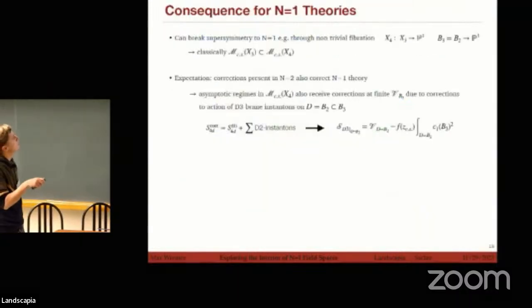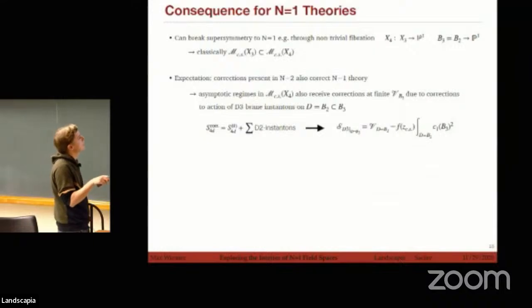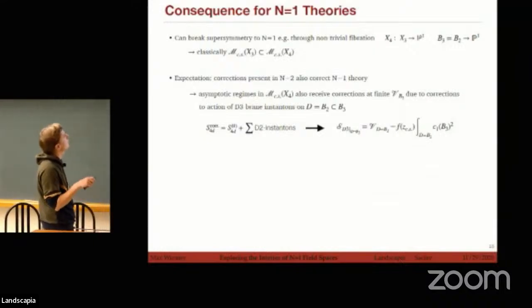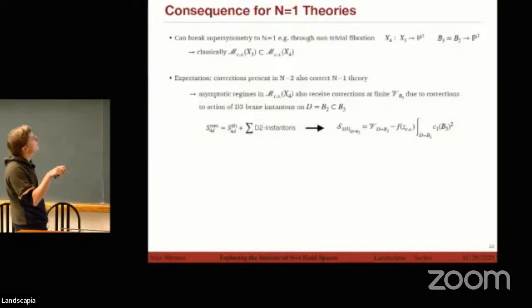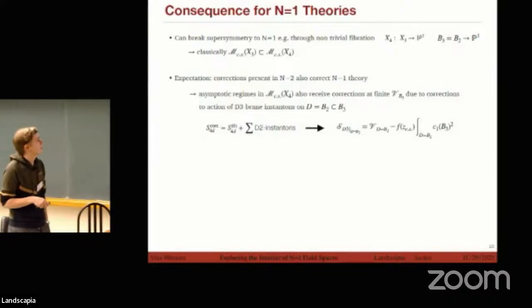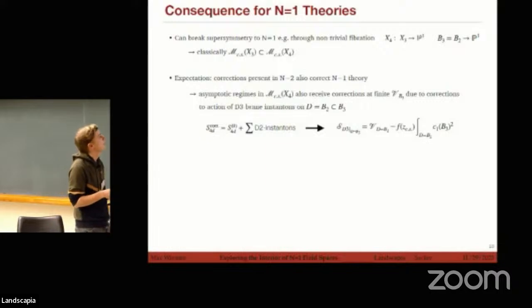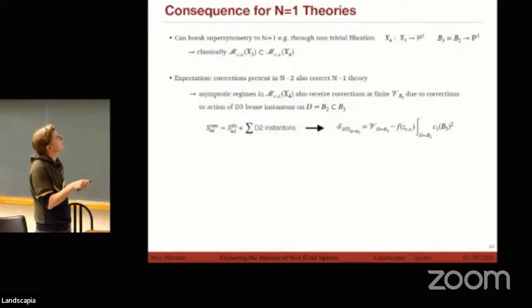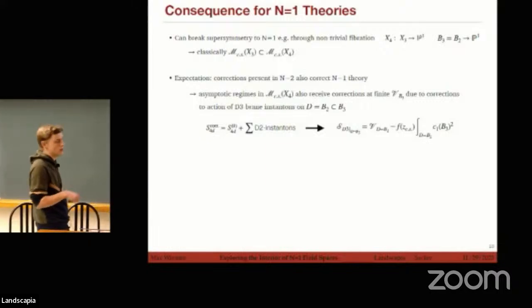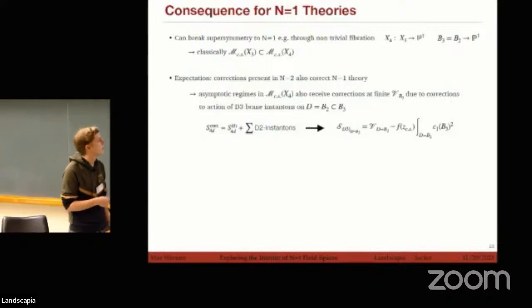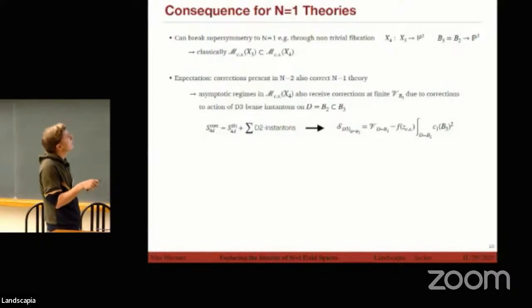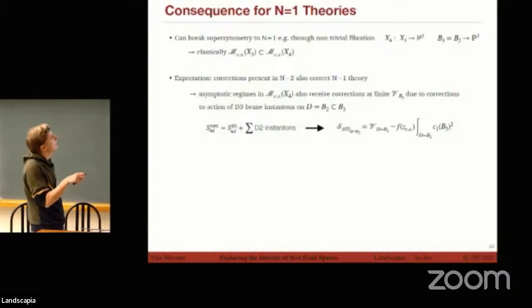So we can now break supersymmetry to N=1, for example, through a non-trivial fibration over some P1. And then, of course, at least classically we would expect that the complex structure sector of X3 is part of the overall complex structure sector. The expectation is also that the corrections that are already present in N=2 should not suddenly disappear if we break to N=1.